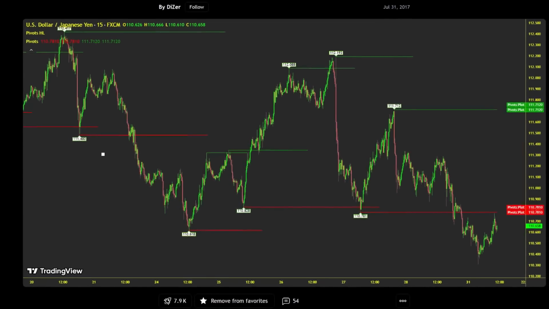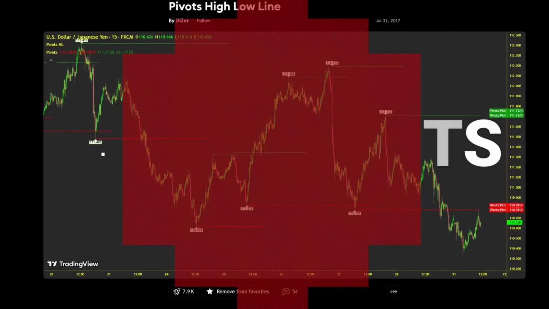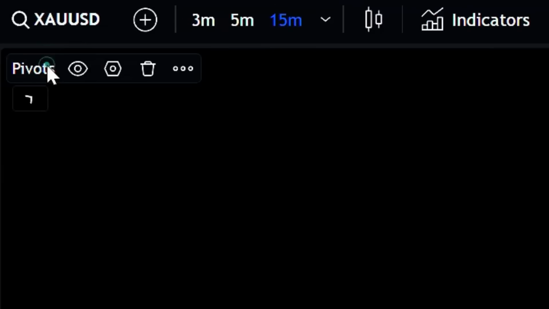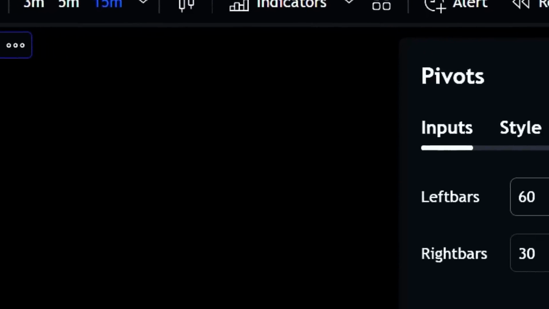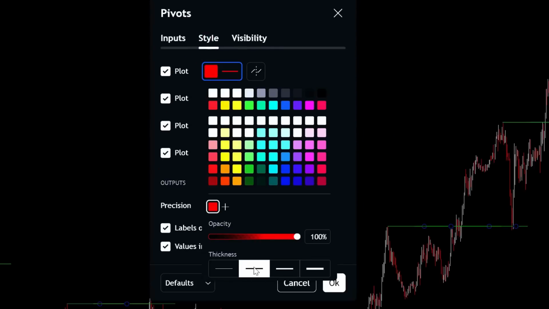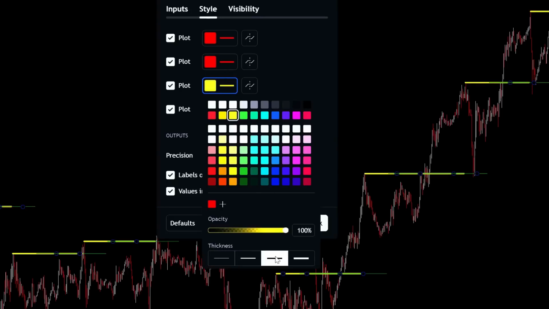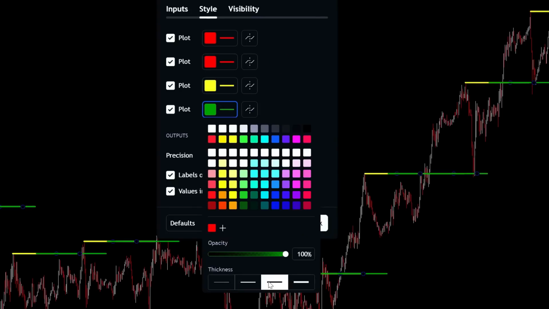But before we get into the nitty-gritty of how to use these lines, let's make them a bit easier to see. So click on the little gear icon next to the indicator. Then that'll open up the settings. In the inputs tab, you can leave everything at the default settings. Those work perfectly for this strategy, but head over to the style tab. Here you can thicken up the lines a bit and choose a color that really pops out on your chart. It's totally up to you. Make it your own masterpiece.